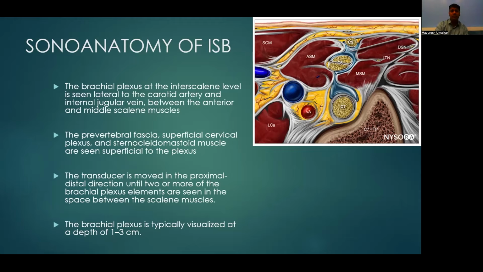The brachial plexus at the interscalene level is seen lateral to the carotid artery and internal jugular vein, between the anterior scalene and middle scalene muscles. The prevertebral fascia, superficial cervical plexus, and sternocleidomastoid muscle are superficial to the plexus. The transducer is moved in a proximal-distal direction until 2 or more of the brachial plexus filaments are seen in the space between the scalene muscles. The brachial plexus is generally visualized at a depth of only 1 to 3 centimeters.